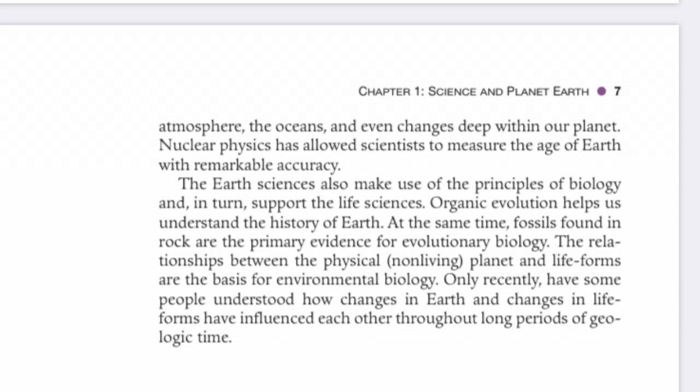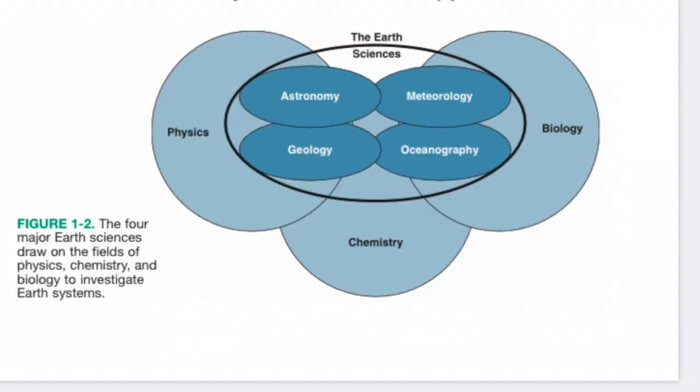The earth sciences also make use of the principles of biology and in turn support the life sciences. Organic evolution helps us understand the history of the Earth. At the same time, fossils found in the rock are the primary evidence for evolutionary biology. The relationships between the physical, non-living planet and life forms are the basis for environmental biology. Only recently have some people understood how changes in Earth and changes in life forms have influenced each other throughout long periods of geological time. Figure 1-2. The four major earth sciences draw on the fields of physics, chemistry, and biology to investigate Earth systems.